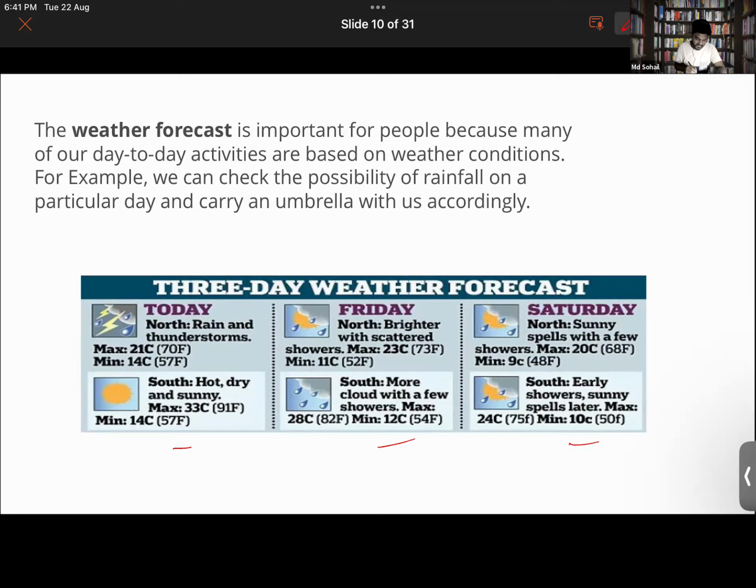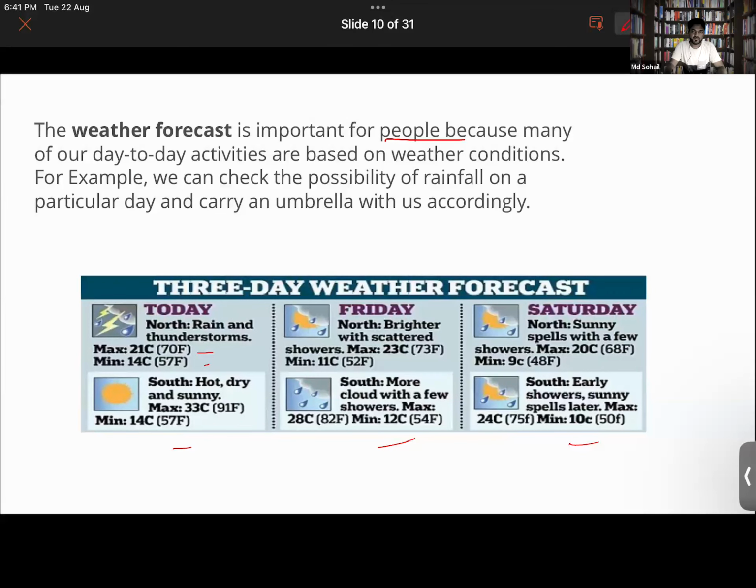So here you can see that the maximum temperature that will be reached is 21 degrees Celsius and the minimum will be 14 degrees Celsius, right? And on the other days also you can see. Now, why is it important? Why is the weather forecast important? Why is it important for people?